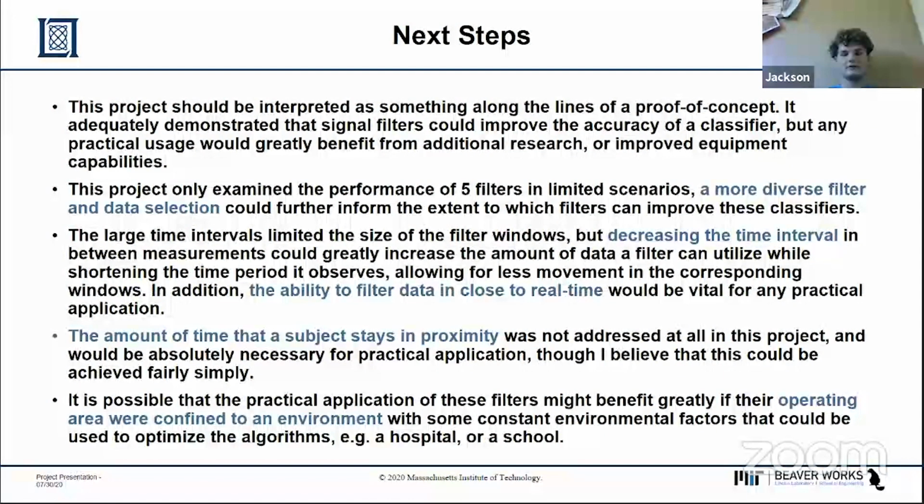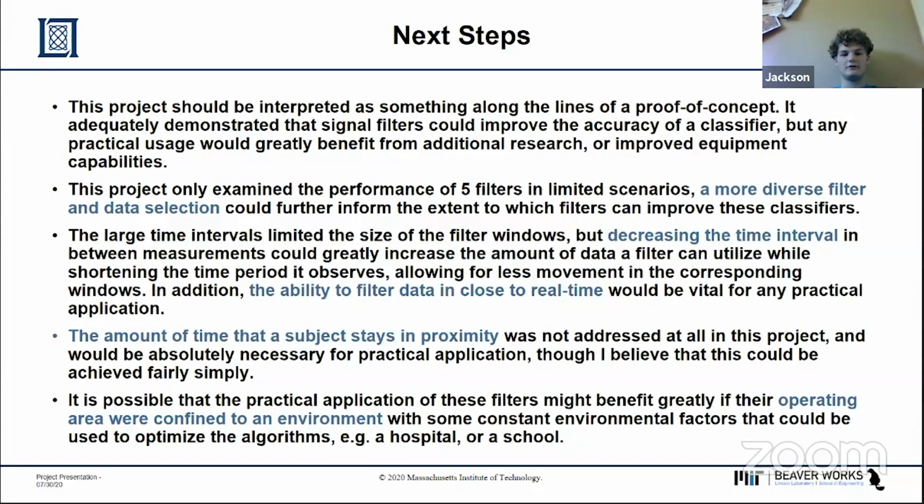The large time intervals limited the size of the filter windows, as if I made it too long, the time period would be too great and the distance between the devices would be unknown. But decreasing the time intervals would also make the window smaller and decrease the ability of any filter to actively work upon the data. Thus, if the time intervals between RSSI values were decreased, it would very much improve the ability of a classifier and of a filter, allowing it to collect more data in a shorter period of time, improving the accuracy on both fronts.